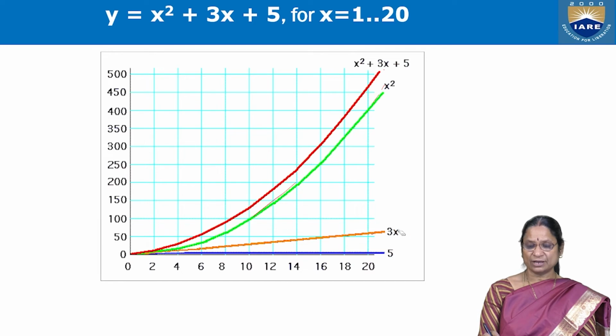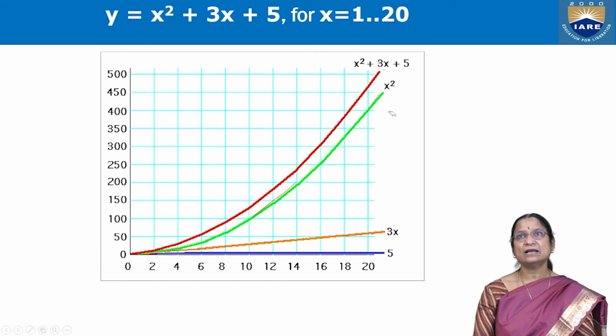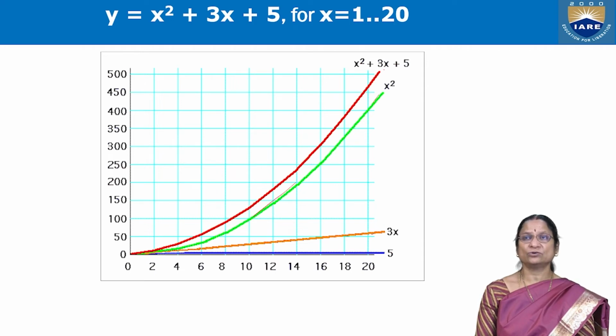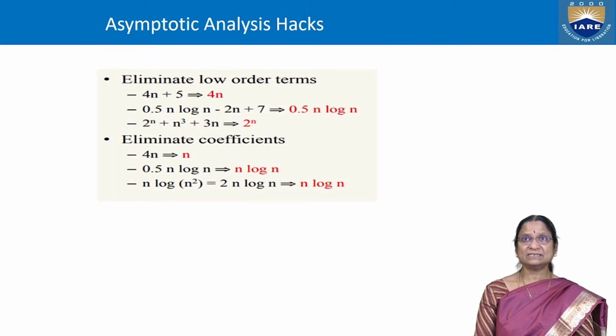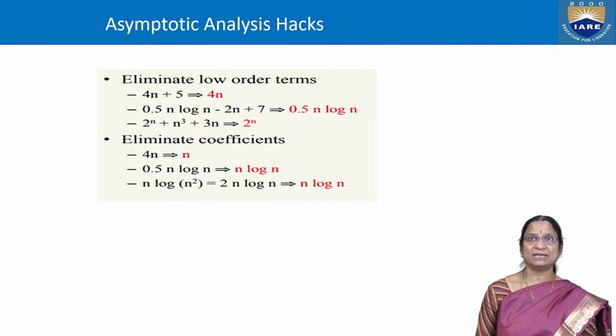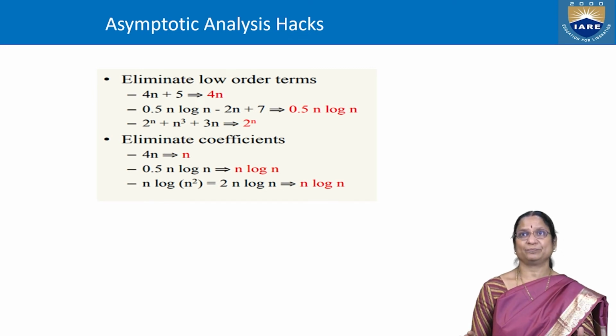That means if x is going on increasing, what happens to us? The higher term plays a vital role in the growth of the expression value compared with the lower order terms. So that's why, when we are using this asymptotic analysis, we eliminate the lower order terms. Just now as I explained, in 4n plus 5 we will consider only the 4n. Okay, 0.5 n log n, 2n is also there, but n log n is the faster growing function. So that's why we consider only the 0.5 n log n term.